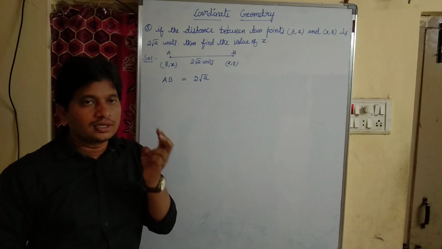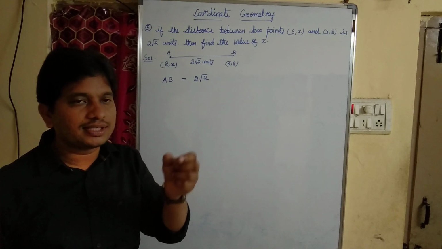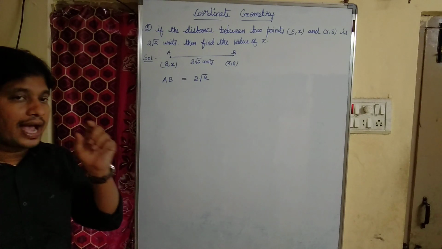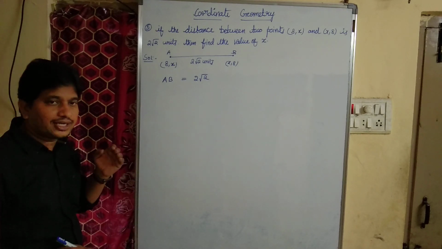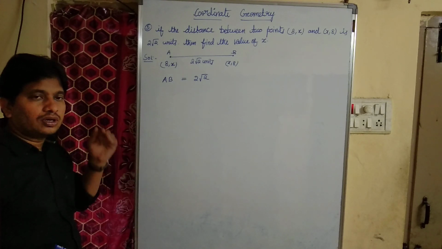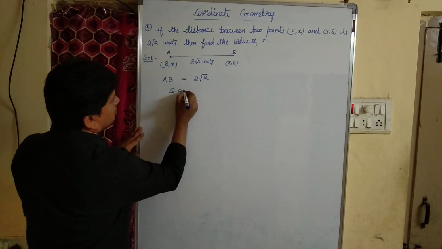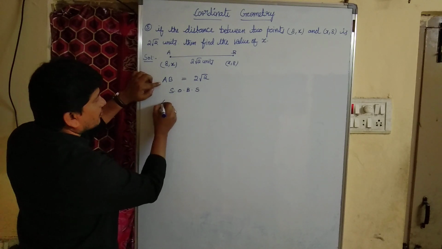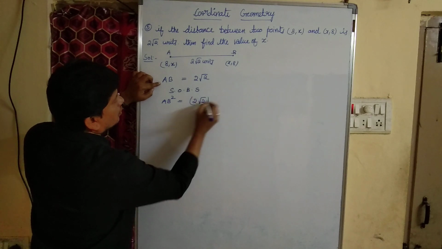Also we know the distance between 2 points formula is root over (x2 minus x1) whole square plus (y2 minus y1) whole square. As we have a square root over there, due to that reason let us do squaring on both sides. So this will become AB square equal to (2 root 2) whole square.